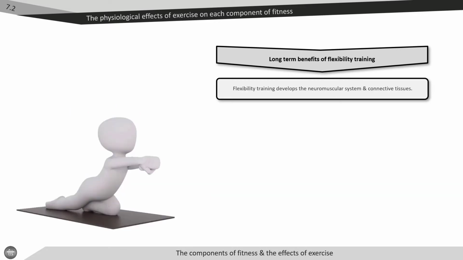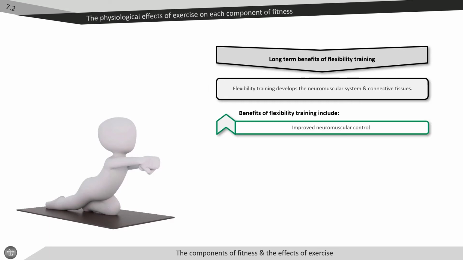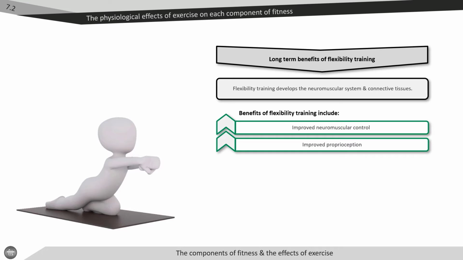Flexibility training develops both the neuromuscular system and the associated connective tissues. The long-term benefits of flexibility training include improved neuromuscular control and proprioception, making movements more efficient and effective, as there is a greater awareness of where the body is in space.